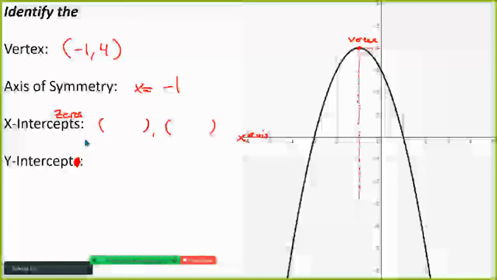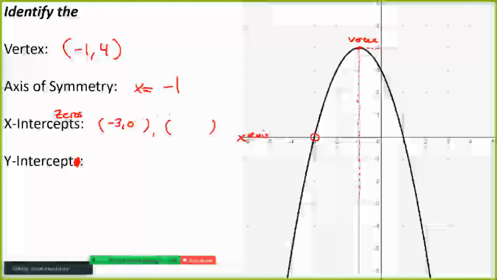Can I try? Yeah, please. Is it -3 and 0? Perfect. -3, 0. That's this one right here. And then did you get a second one? Oh wait, is it 1 and -0 or 1 and 0? 1 and 0. Yeah, that's this spot right here.